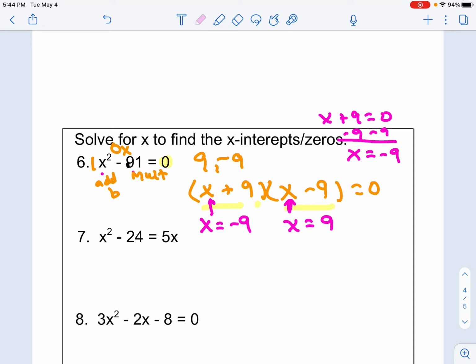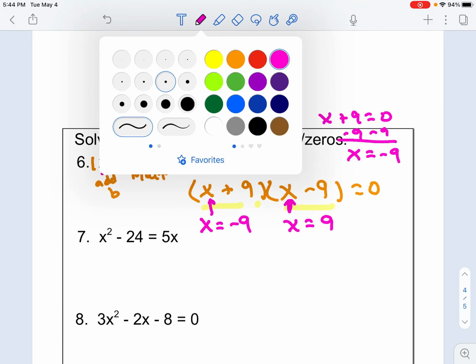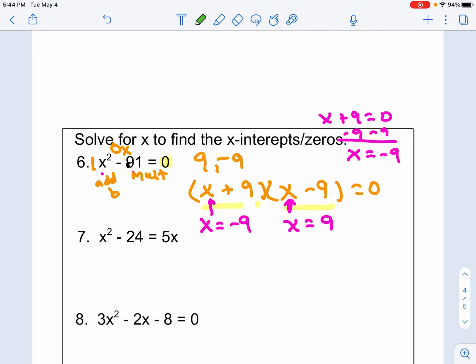Okay, question number 7 is a little different because it does not equal 0. In order for us to use the zero product property and factor it and find the zeros, it has to equal 0. Well, this one doesn't. But if I subtract 5x from each side, now that does equal 0, and I would get x squared minus 5x minus 24 equals 0. So now I do have it equal to 0, so I'm going to factor it.